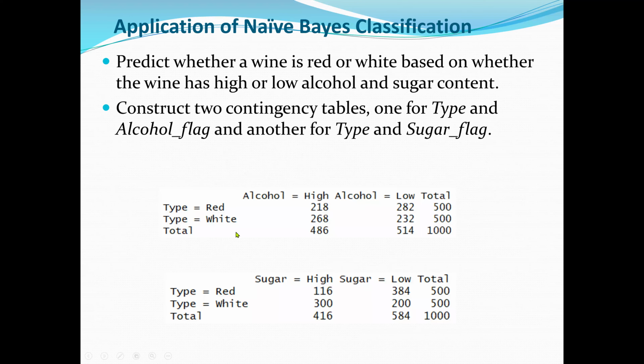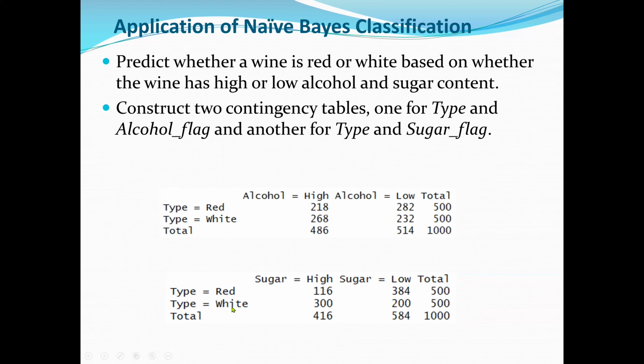We will see the demonstration here. For example, here we have a data set, which is a 2 by 2 contingency table. We have type, red and white. For alcohol, the first column is high alcohol, the second column is low, and the third column is the total. You can see that for type red, high alcohol is 218, low is 282, so the total is 500. The same thing applies to white: 268 and 232. The total is 500. So the overall total is 1,000.